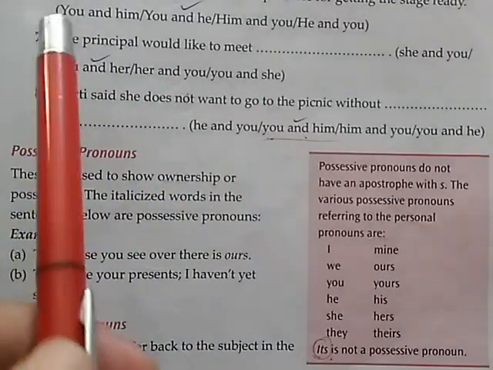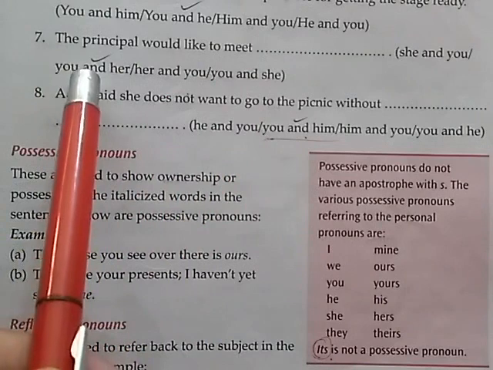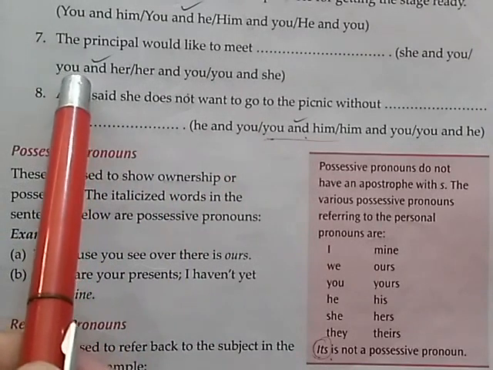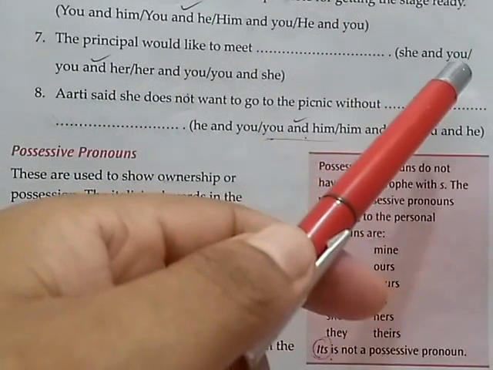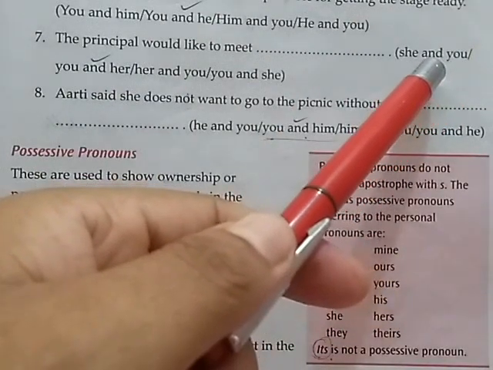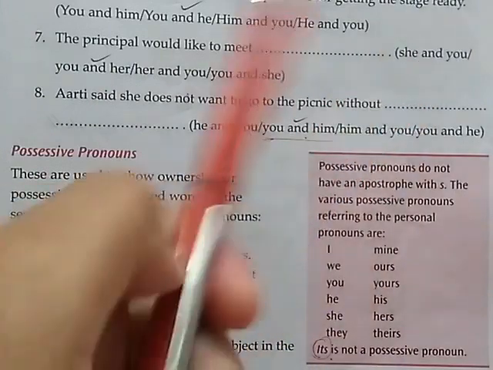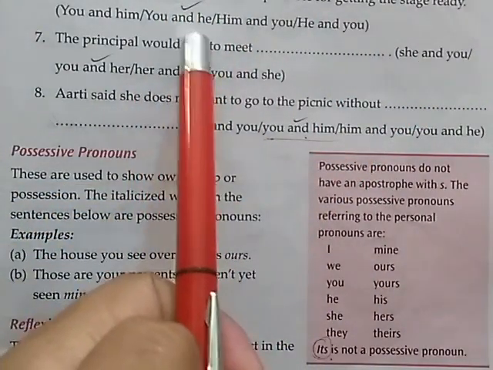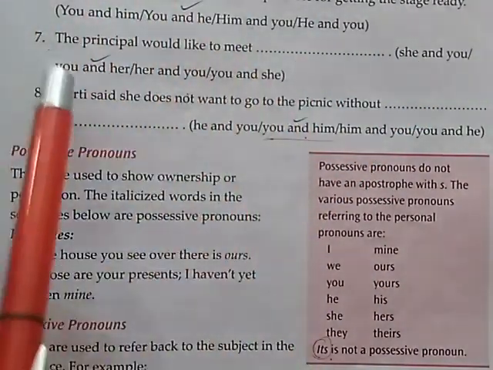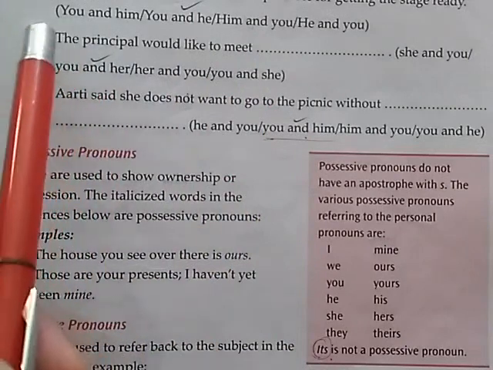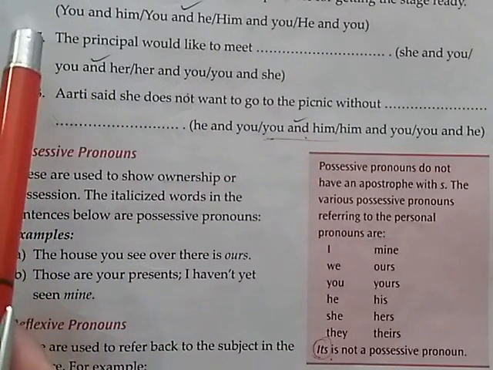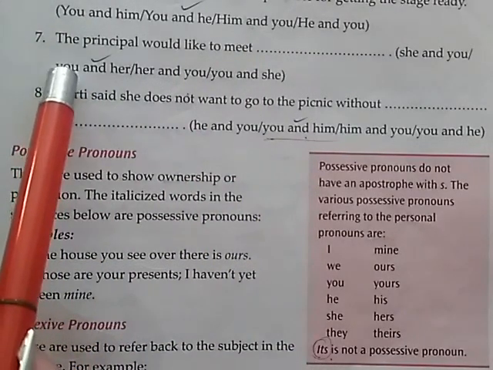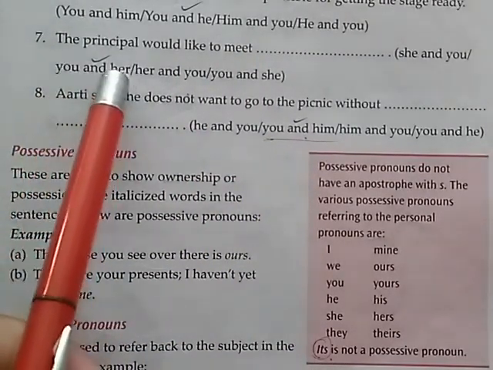Since I have put a tick mark here, you understood this is the answer: you and her. See, she and you. What is the problem with she and you? The principal would like to meet you and her. The person who is speaking is telling to you. So you should be placed in the beginning. You and her.